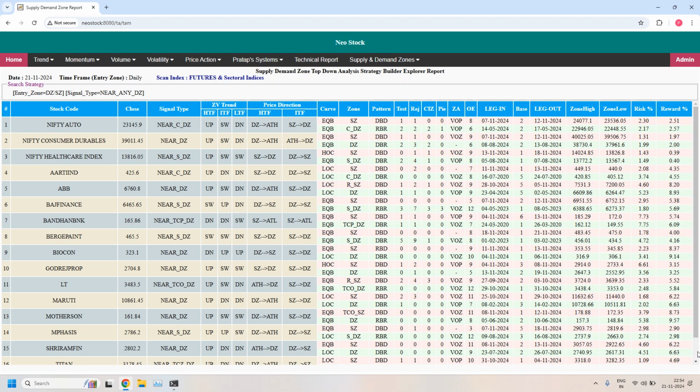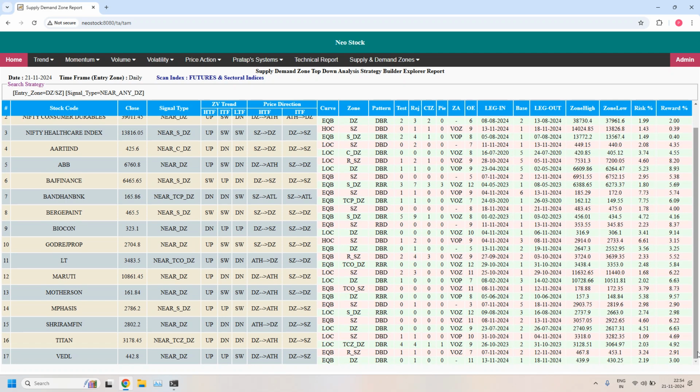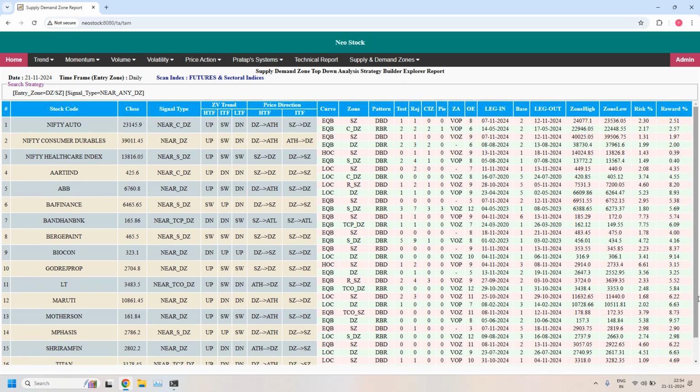We got a big list. This is the first 15 stocks. I am scrolling the list down. So total 17 stocks are filtered. Let's identify high liquidity zones from this list. This is pierced, ignore.